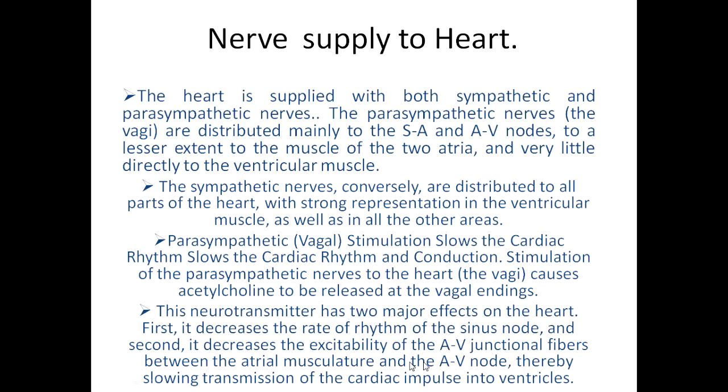So vagal stimulation causes a decrease in excitability of the AV junctional fibers between the atrial musculature and the AV node. The impulse generated from the atria is then not carried to the ventricles, because vagal stimulation decreases the excitability of the AV junctional fibers, thereby slowing the transmission of the cardiac impulse to the ventricles. So the final effect is what? There will be a decrease in heart rate, or sometimes the heart will stop. That is the effect of the parasympathetic nervous system.